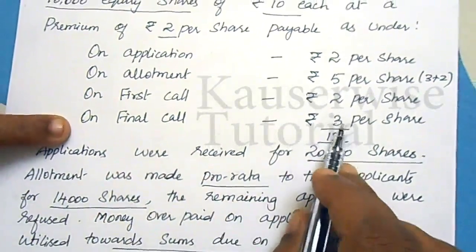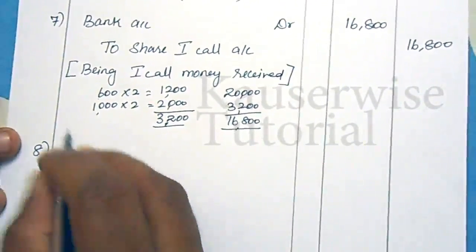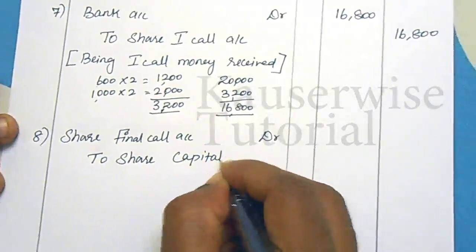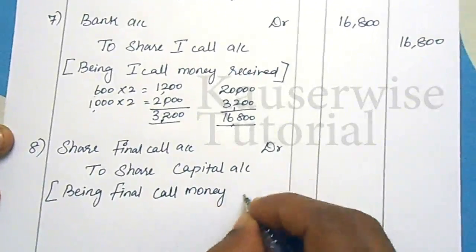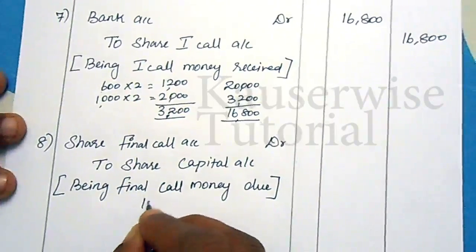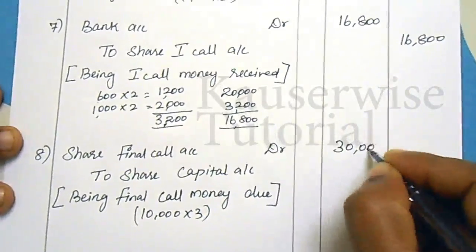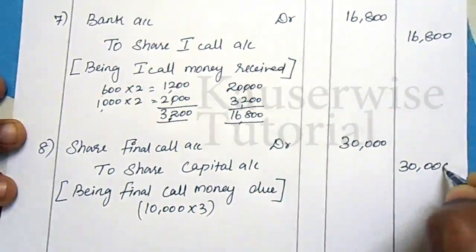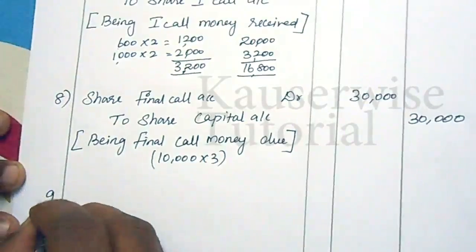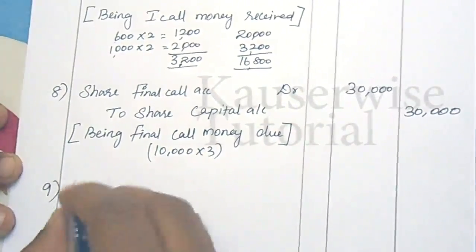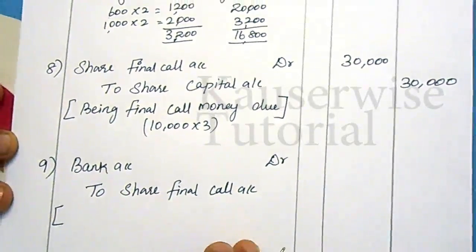Now we have to make a due entry on final call. On final call, rupees 3 per share. Entry for the transaction is share final call account debit to share capital. Being final call money due. How much? 10,000 shares into 3 rupees. So 30,000. Okay. Next entry is final call money received. Entry for the transaction is bank account debit to share final call. Being final call money received.